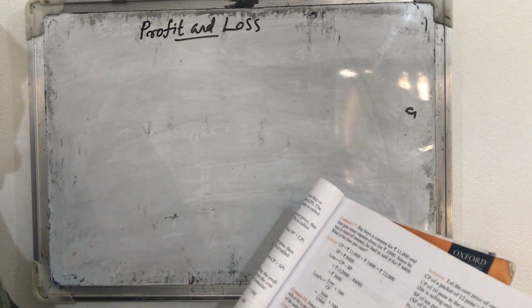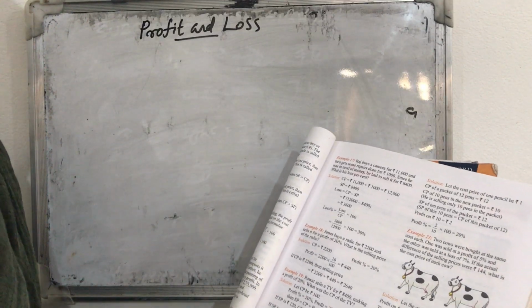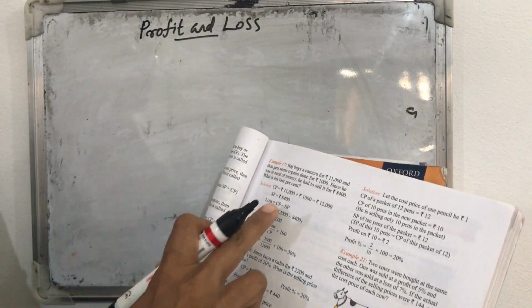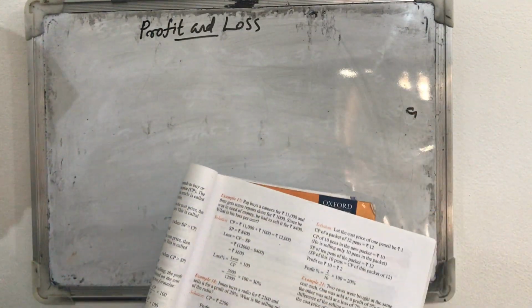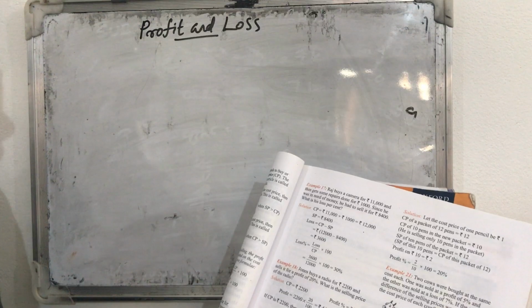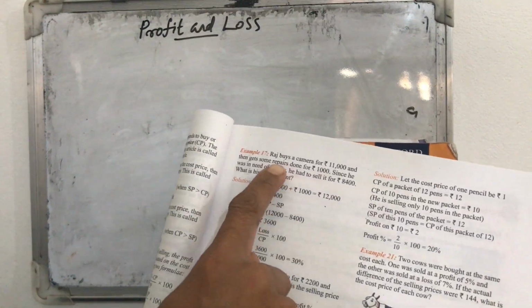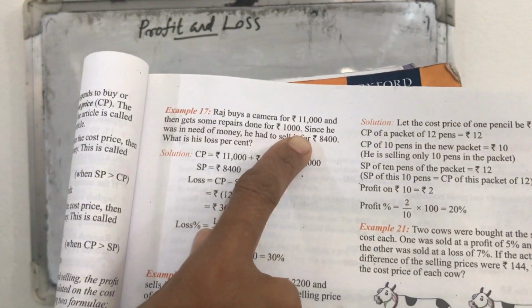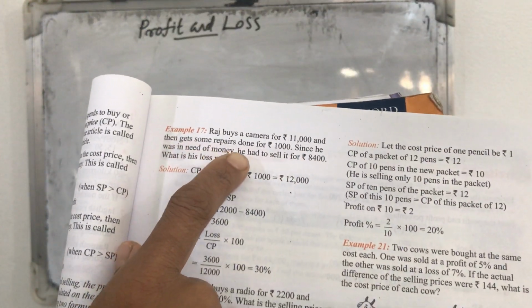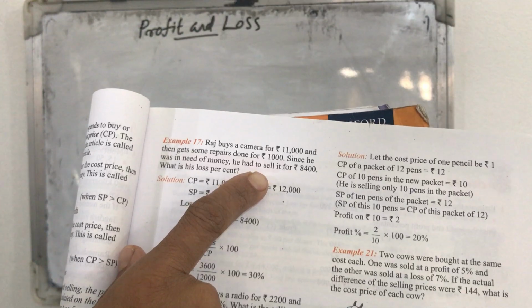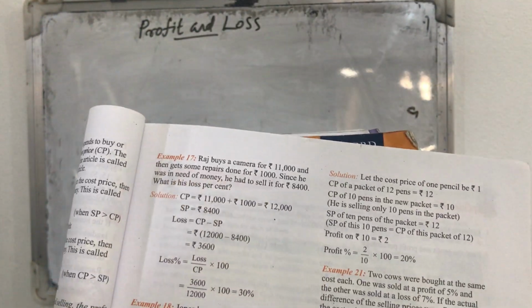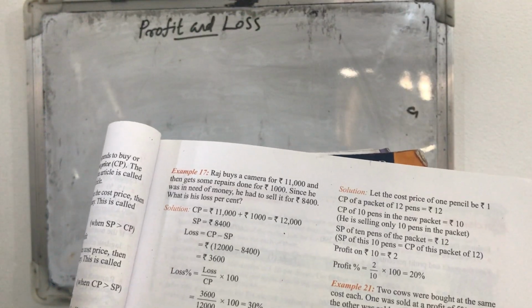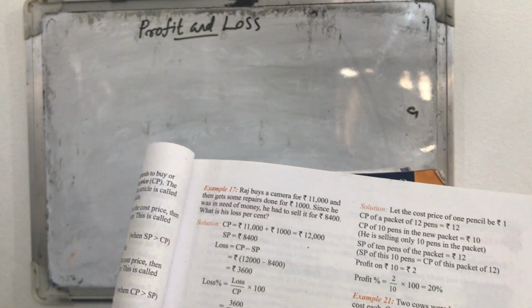Now, all of you take your textbook, page number 121, and listen to example question 17. Raj buys a camera for 11,000 rupees, and then gets some repairs done for 1,000 rupees. Since he was in need of money, he had to sell it for 8,400 rupees. What is his loss percent?